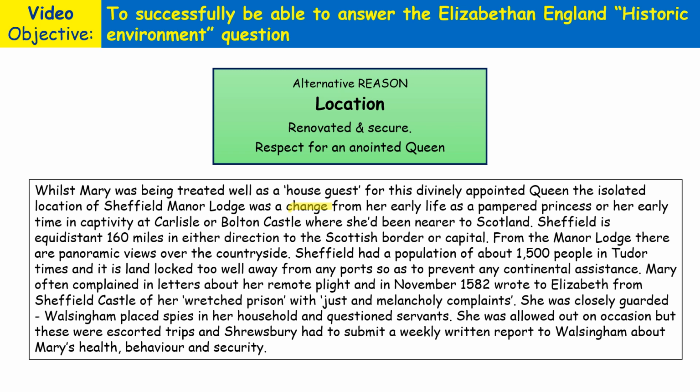So from the Manor Lodge, there are panoramic views over the countryside. Sheffield had a population of about 1,500 people in Tudor times, and it is landlocked as well. It's away from ports to prevent any continental assistance for Mary. She was closely guarded. Francis Walsingham had placed spies in her household and also frequently questioned servants. She was allowed to go out on occasions, but these were escorted trips, and Shrewsbury had to submit a weekly written report to Walsingham about Mary's health, behaviour and security. Again, I can't emphasise enough how important it is to reference frequently throughout your answer the concept in the question.